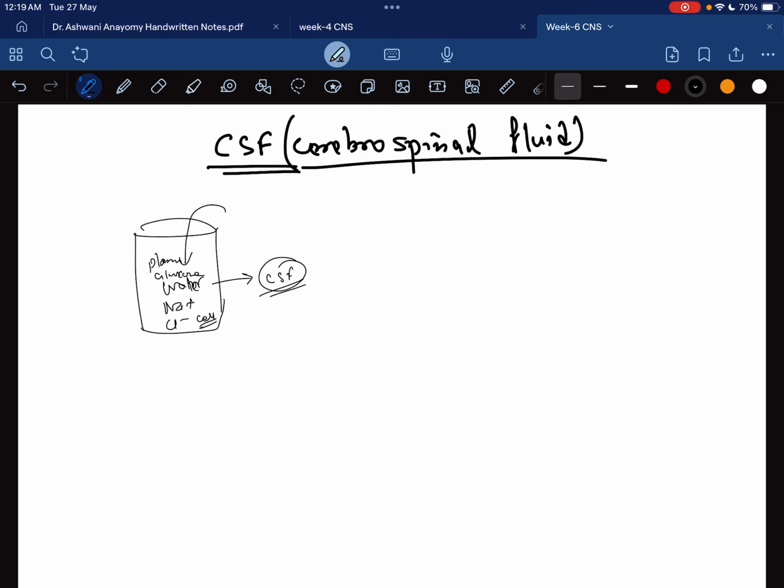It suspends our brain and helps to maintain its posture, and we have already discussed its functions. So where is it made? Where is cerebrospinal fluid made?